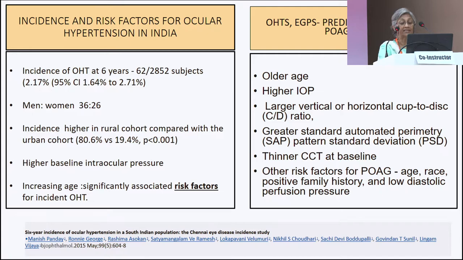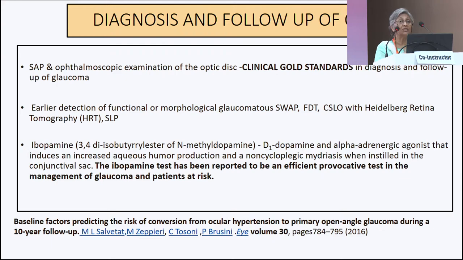And we have to do diagnosis and follow-up of these ocular hypertension patients by doing a very important study, and that is your perimetry, standard automated perimetry, and ophthalmic examination of the optic disc by a dilated examination. These are the gold standards. You have to follow up the patient like that and detect whether the patient has glaucoma or not. You can also do earlier detection by other means like SWAP, FDT, SLO, etc. But whether or not these are really going to give you correct results, we still really don't know.